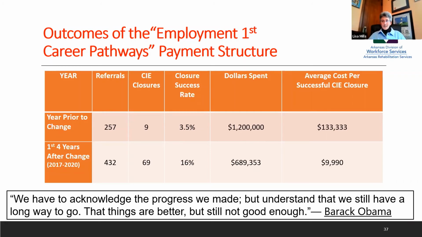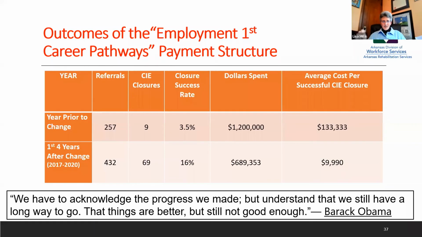But when you took that and said, so how much did we pay per successful closure? You can see it was over $133,000. And I think Dale was smart enough to start to talk to her leadership about it's time to focus on outcomes and cost effectiveness in relation to outcomes. Once they put the employment first pathways models into place in the first 4 years, and this includes the COVID period, they referred 432 people. They got 69 closures initially, so they are at 16%.